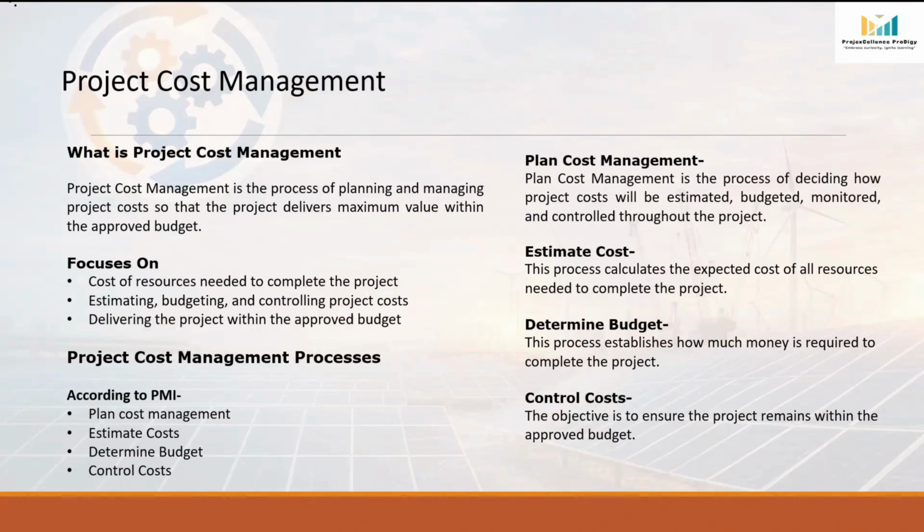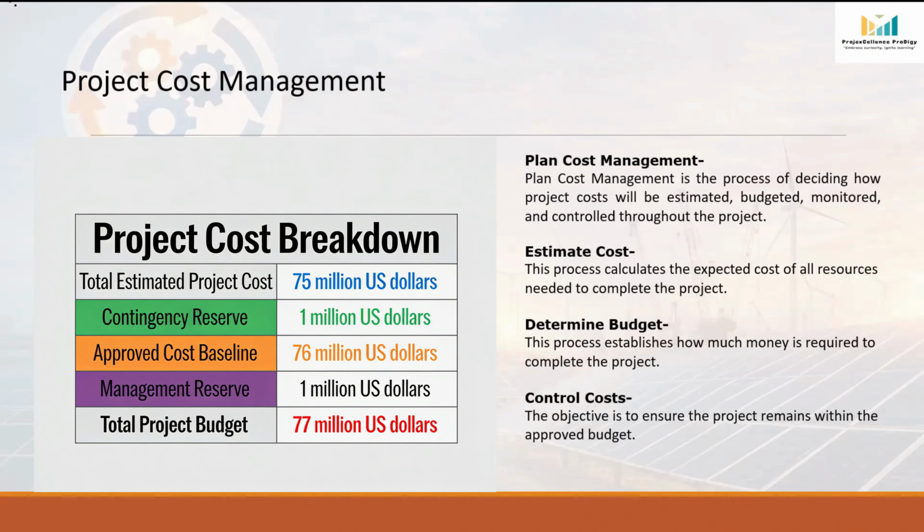After estimating the cost of every activity, the next step is determine budget. Here, we combine all the individual cost estimates to prepare the total project budget. The total estimated project cost we calculated as 75 million US dollar. On top of this, to manage the project risk, management also approved contingency reserve of $1 million. If we add this contingency reserve, the approved cost baseline becomes $76 million.